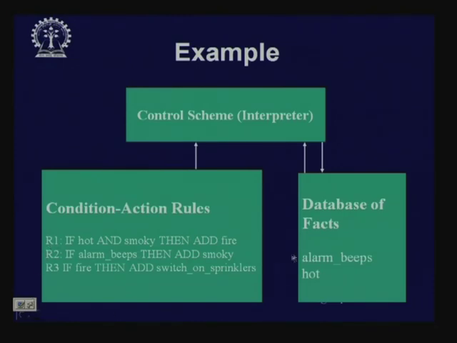We first look at these rules and these facts. We can find that okay, hot, this one does not fire, this one is firing. If alarm beeps, then add smoky. So we add smoky over here, and then we find out that this rule is matching. We can fire this rule and add fire to the database, and then we find this rule to be enabled, and we fire this rule, and we arrive at the conclusion, switch on sprinklers.